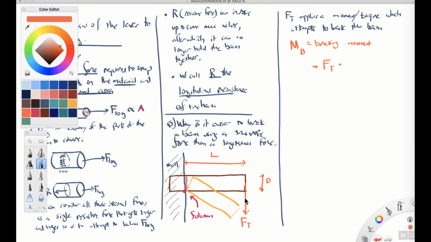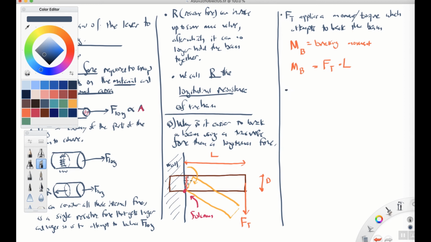So if that's the force, what's the lever arm? Well, it'll just be the distance from the fulcrum out to the force, which is just a distance L. So that would be the braking moment that is trying to make the beam rotate in a clockwise direction around the fulcrum, right? That's what's trying to happen here. Well, if there is a moment that's trying to break it, and if it doesn't break, there must be some moment that is keeping it from rotating. So what is the supporting moment?